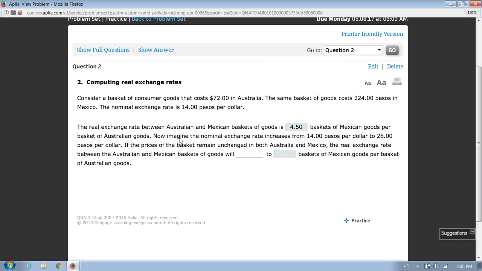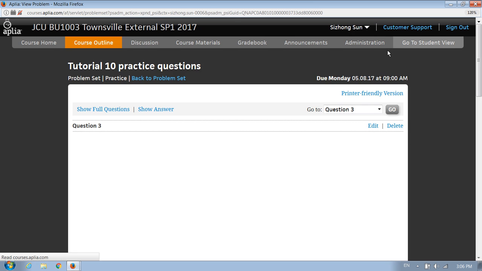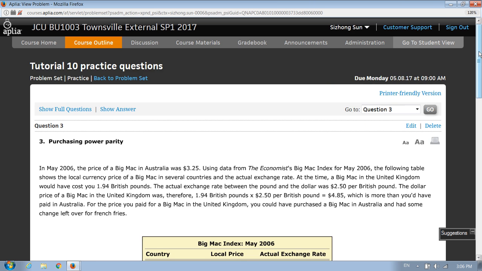Now imagine the nominal exchange rate increases from 14 pesos per dollar to 28. If the price of the basket remains unchanged in both Australia and Mexico, so the domestic price and foreign price do not change, the real exchange rate between the Australian and the Mexican baskets of goods will increase, rising to 9, or 9 baskets of Mexican goods per basket of Australian goods. Okay, this is question 2. Question 3.